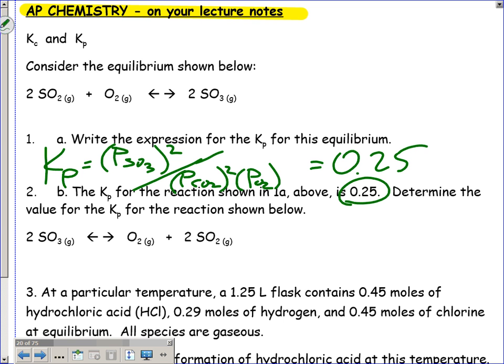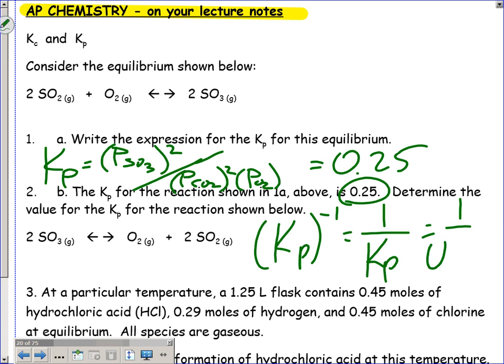Determine the value of Kp for the reaction shown below. Jack says it's flipped. So if the reaction is flipped in equilibrium, what do we do to the K value? Right, so we invert the K value. We don't do negative. Actually we can raise it to -1, it's the same thing. So we're going to do Kp to the -1, which is the same thing as 1 over Kp. You do this in your head. What's 1 over 0.25? 4. How many quarters go in a dollar? 4. That's how you can think about your fractions.